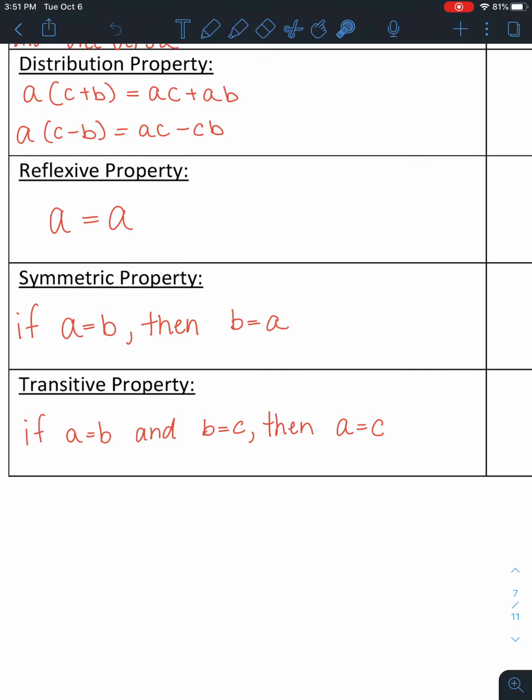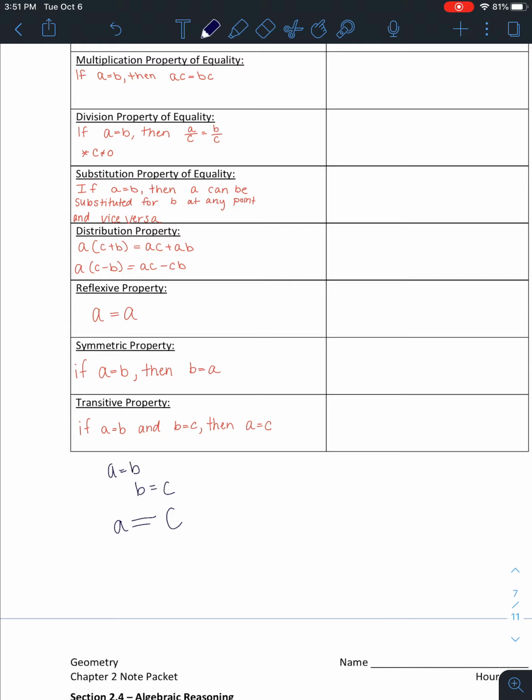Transitive property is a little bit different. Transitive property is saying, hey, if two things are equal to the same thing, so A is equal to B and C is equal to B, then we could say A is equal to C. So let me write that out a little bit better. If we say A equals B and we say B equals C, then we can say A equals C. All right, let's get into some examples here.